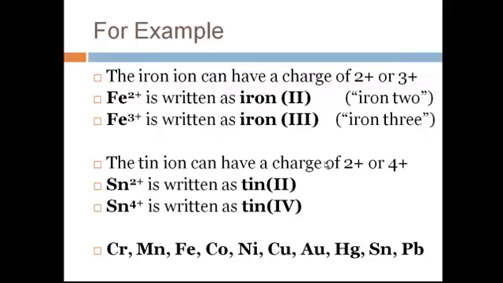Here's another example about tin. Tin, which has the symbol Sn, can be 2+ or 4+. So we write tin Roman numeral 2 or tin Roman numeral 4 to show which ones. So there's just a list of elements of these transition metals that need Roman numerals to indicate what charge they have. You should write down this list in your notebook. I'll always give you this list so that you can make sure that if you need a Roman numeral, you use one. So those elements are chromium, manganese, iron, cobalt, nickel, copper, gold, mercury, tin, and lead.